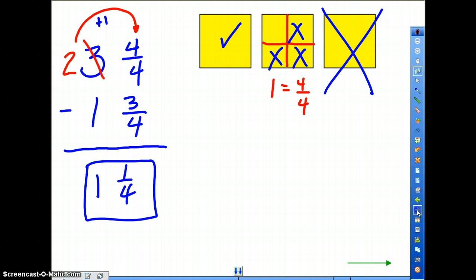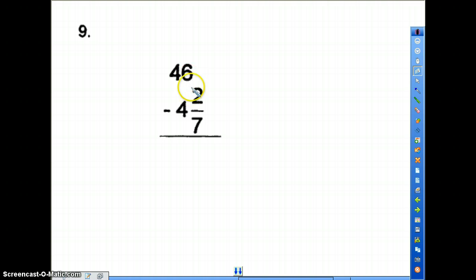So let's go back to that original problem. We're going to do the same thing here. We need to borrow a whole, since we have a whole number and we're subtracting a mixed number. It's real easy to take 46 and subtract 4, you get 42. But I also need to subtract another 2/7. So I'm going to borrow a whole from the 46, and now I'm going to call it 45.